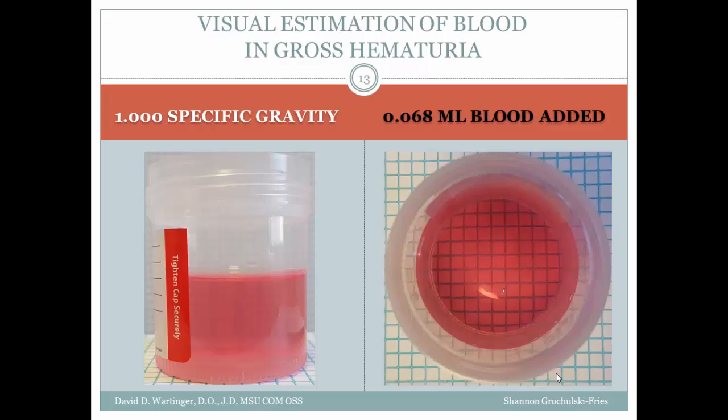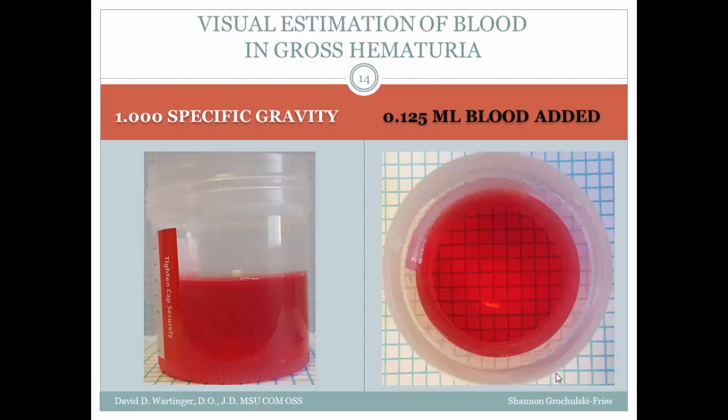Specific gravity 1.000 with 0.068 milliliter blood added. This amount of added blood causes profound darkening of the red color. Remember, patients with gross hematuria are usually encouraged to, quote, drink more, unquote, or, quote, push fluids, unquote. So a specific gravity of 1.000 before adding blood is common.